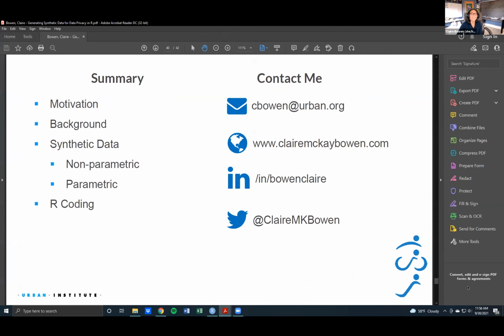So given that, I'm just going to try to end this with the summary of what we talked about, which is why privacy is so important, giving you some background and how we can think about generating, say, synthetic data, and then some of the R coding.